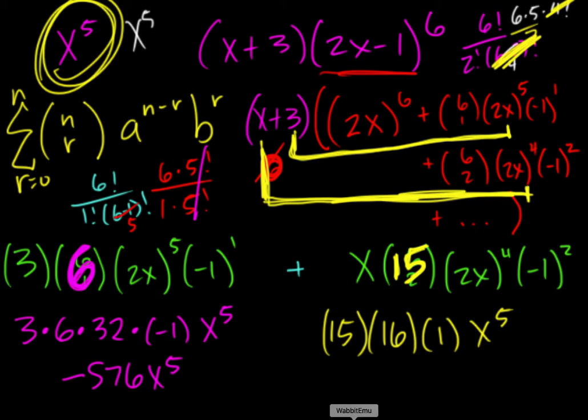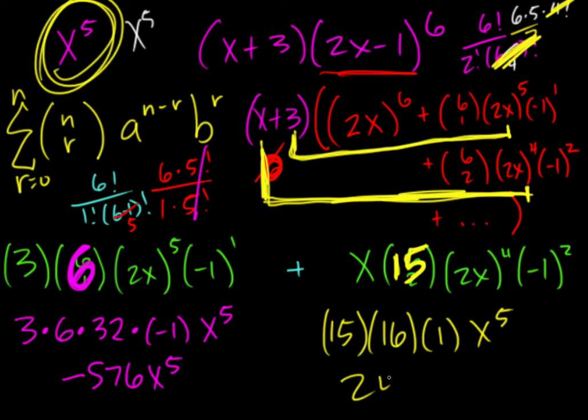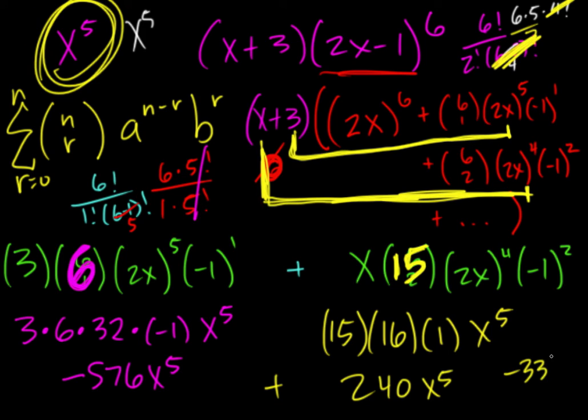And so if we go to the calculator, 15 times 16 is 240. And if we add those together, so we have 240 minus 576, we get negative 336 x to the 5th. And so the coefficient would just be the negative 336 in the front.